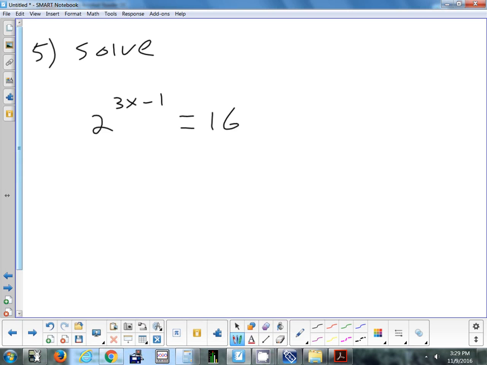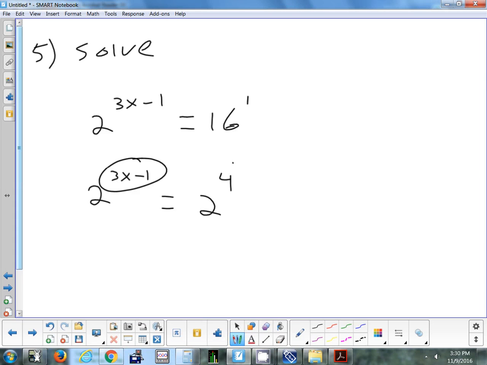In order to solve this, you've got to have the same base on each side. What's the base on the left? 2. And what's the base on the right? 16. So can I write 16 in terms of 2 somehow? It's 2 to the 4th. So now, in order for these to match, the bases have to match. And what else has to match? The exponents. So set it up and force the exponents to match.